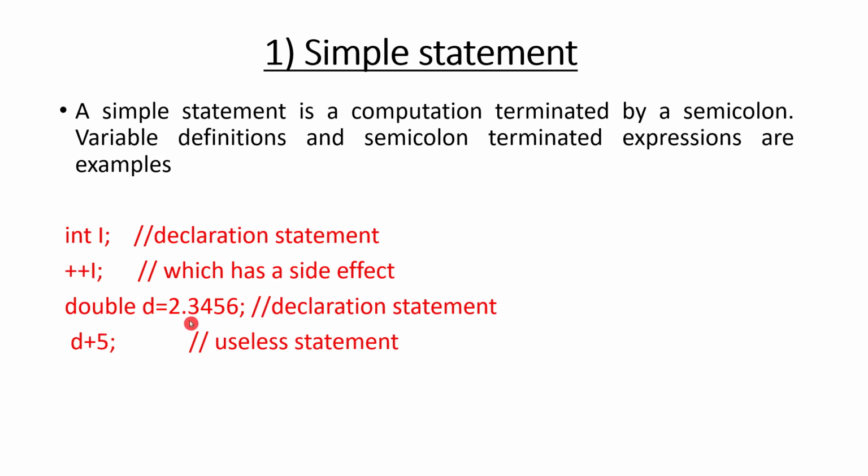Then double d is equal to 2.3456. Double d means a floating-point value. It is a declaration statement, and we are giving the value 2.3456 to d. Next is d plus 5. This is actually a useless statement because you are not assigning this value to any other variable. So this single statement doesn't convey anything to C++.